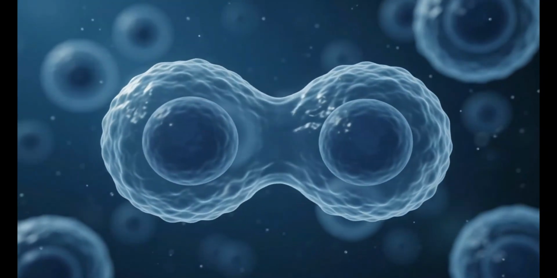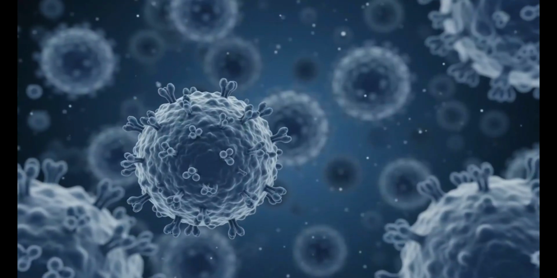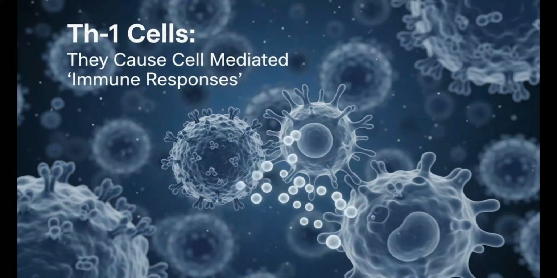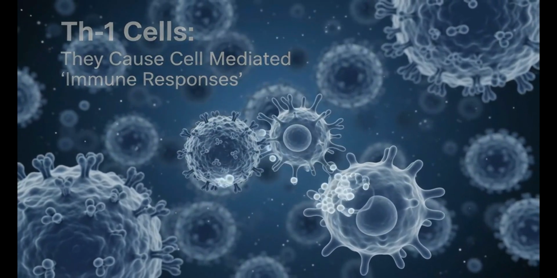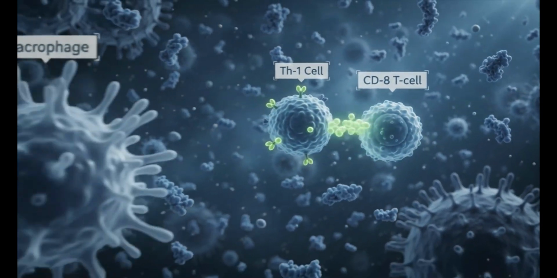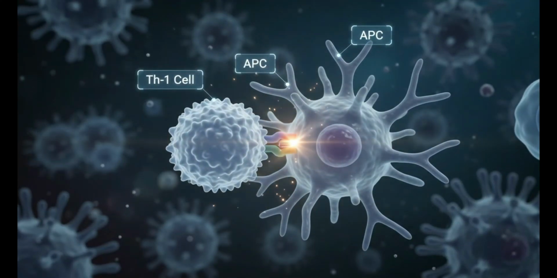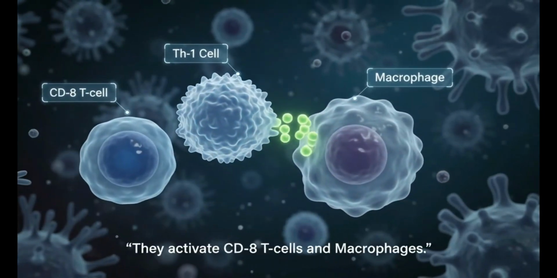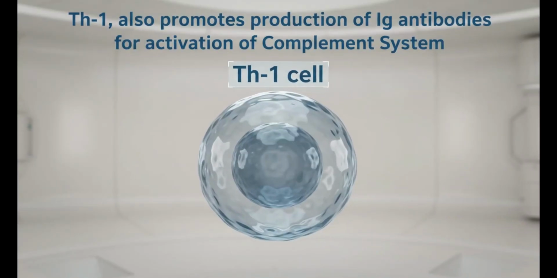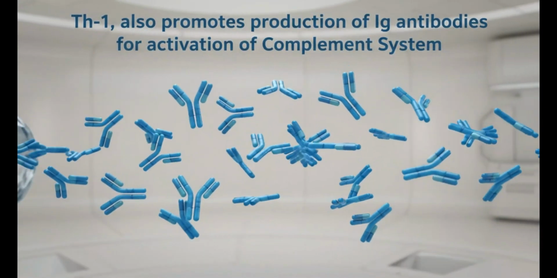There are 2 types of CD4 T cells, Th1 and Th2 cells. Th1 cells cause cell-mediated immune responses. They activate CD8 T cells and macrophages. Th1 also promotes production of IgG antibodies for activation of complement system.